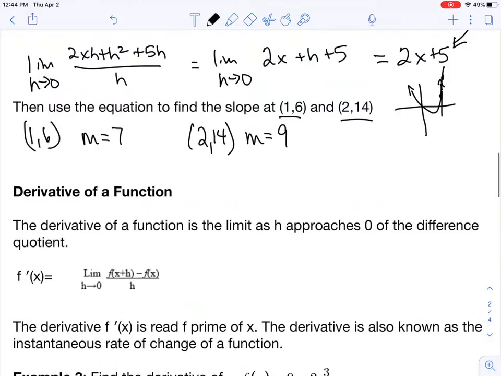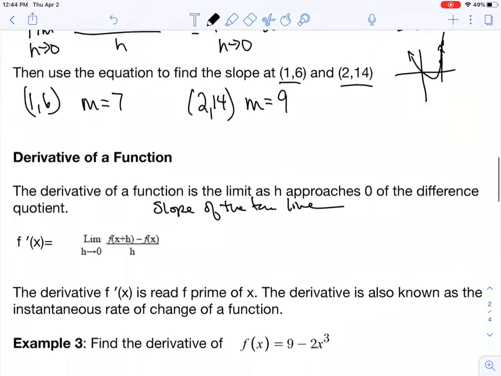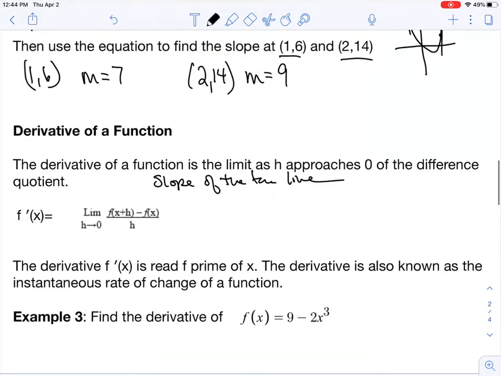All right, now the derivative is a calculus thing, and the derivative is the limit as h approaches 0 of the difference quotient. So the limit is the slope of the tangent line. That is what a derivative really is. And you'll notice I've added just one notation here. We use f prime of x, which is pronounced "f prime of x" when you read it, to mean the derivative.